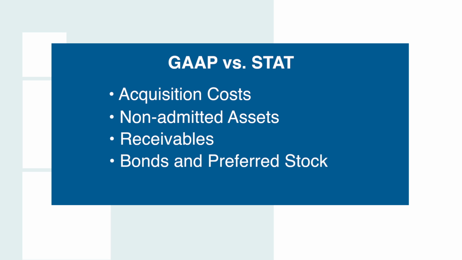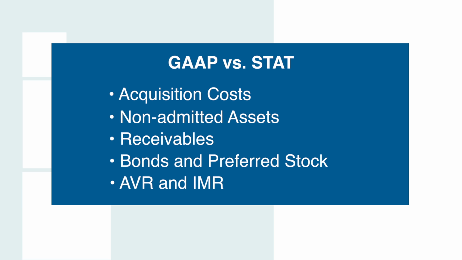Bonds and preferred stock. Under U.S. GAAP, bonds or preferred stock that are classified as trading or available for sale are carried at fair value, and if they are being held to maturity, they are carried at amortized cost. Under statutory accounting, bonds or preferred stock are carried at amortized cost, or the lower of amortized cost or fair value, depending on their credit risk.